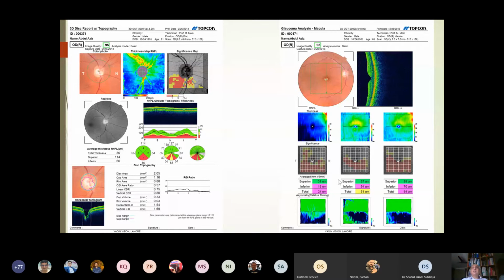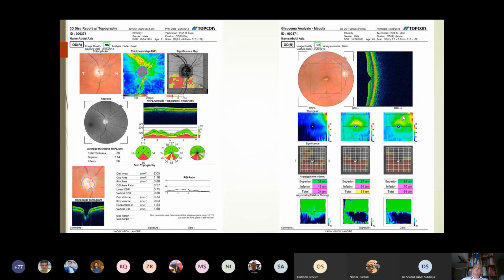Here you can see this is the significance chart. This is the superior inferior difference. So the superior is 67 and 54 inferiorly, and the average is given in the lower part. And this is when you've got the retinal nerve fiber layer calculated, added onto this area. So this is the area which you want to see in a ganglion cell analysis.